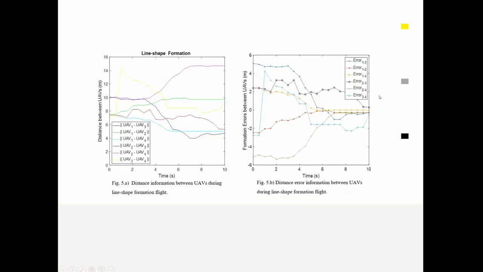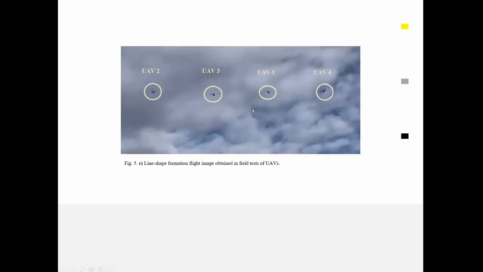And the third, the last one, is the line shape formation. Again, we can see the distances and the distance errors, which we can also call formation errors, between UAVs while realizing this formation. And we can also see the line shape formation in real-time outdoor tests.